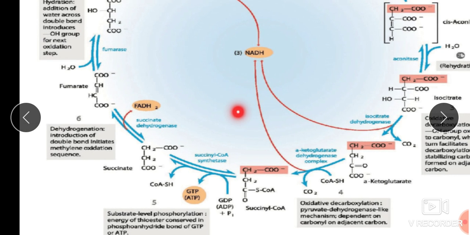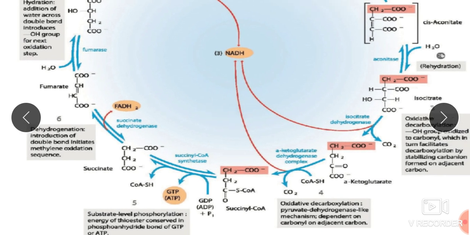Further, this succinic acid gets dehydrogenated into fumaric acid, and the removed hydrogen is accepted by FAD, that is flavin adenine dinucleotide. This FAD gets converted into FADH2. So, in this reaction, succinic acid gets converted into fumaric acid. The enzyme that catalyzes this reaction is succinate dehydrogenase.